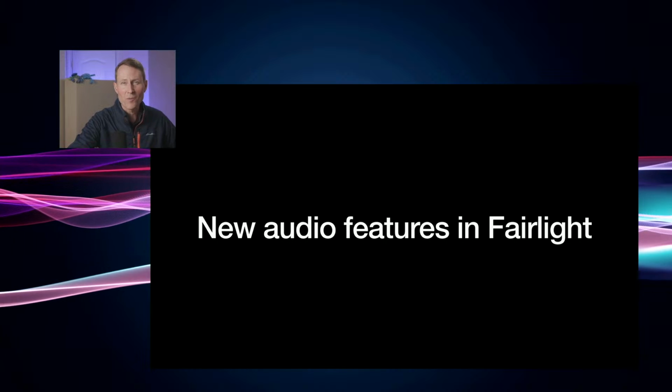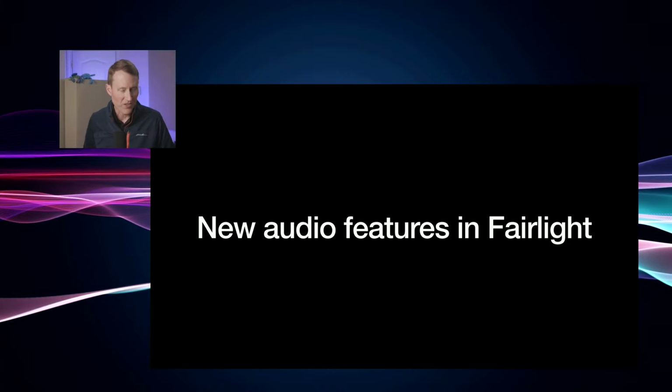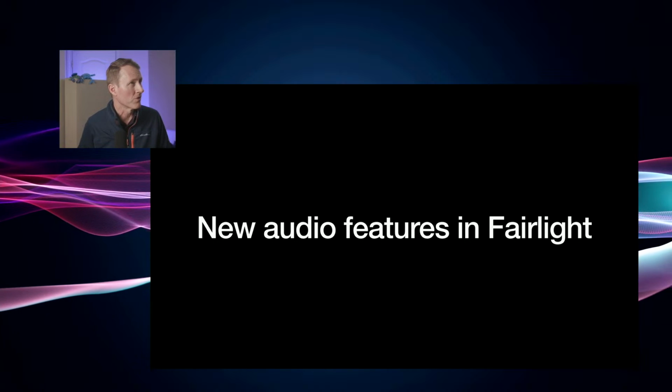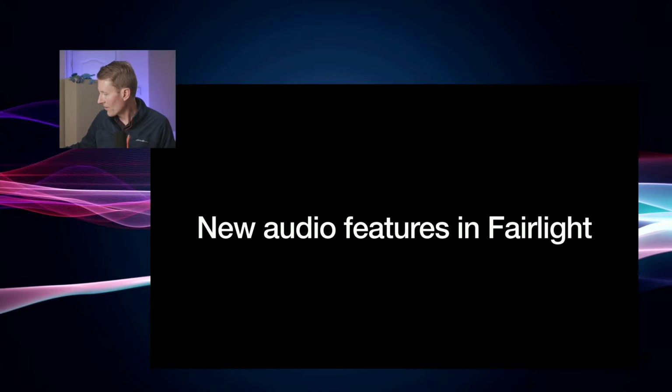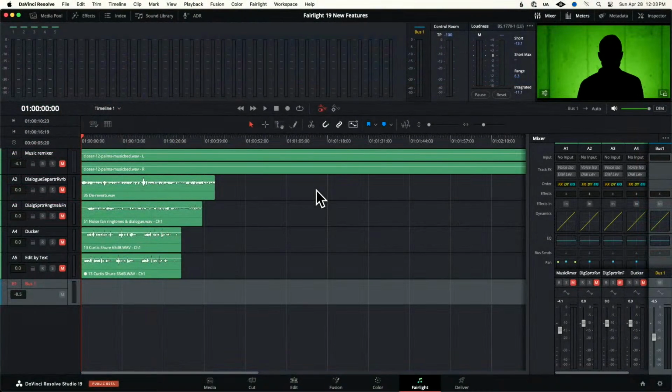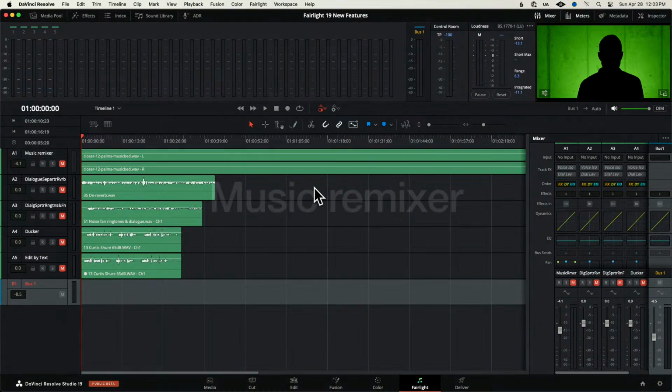So let's talk specifically about some of these features here in Fairlight. To do that, of course, we need to switch on over to our Mac. So we're going to do that right now. And here we go. I've put together a whole series of different tracks here. The first thing I actually want to cover is the music remixer first, which was kind of interesting.